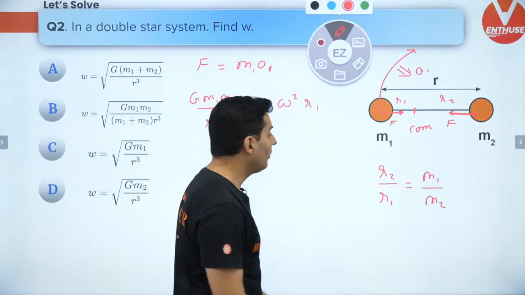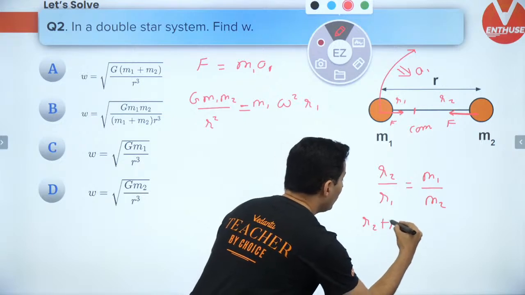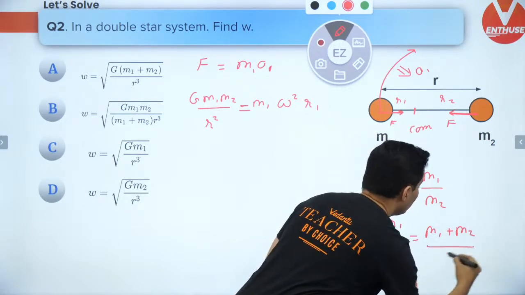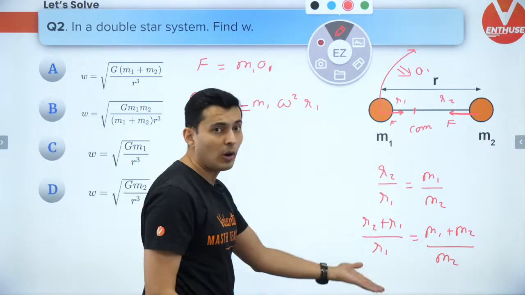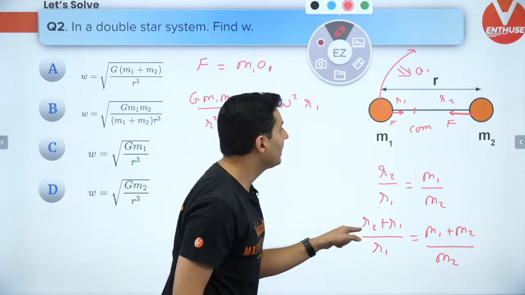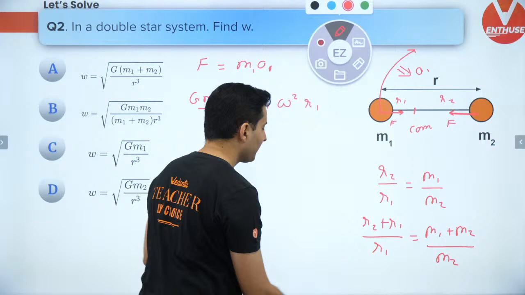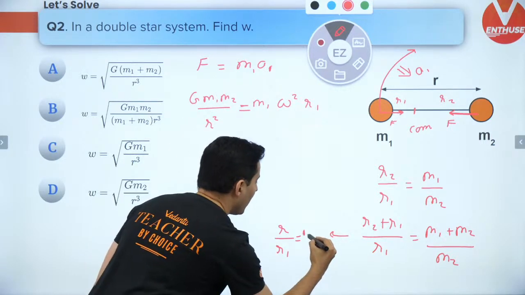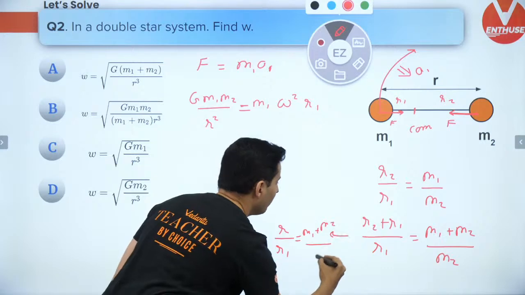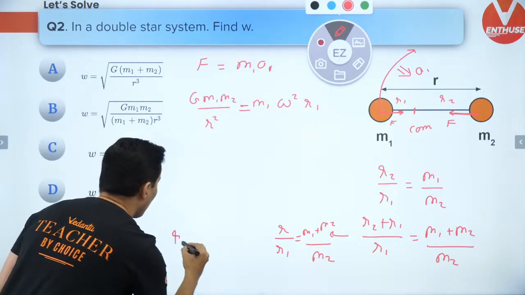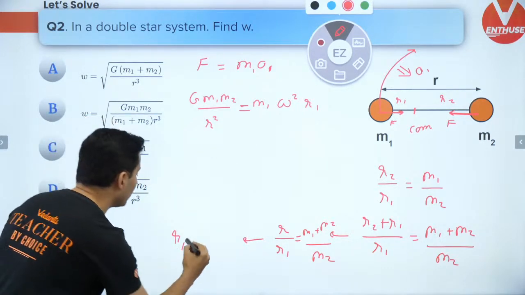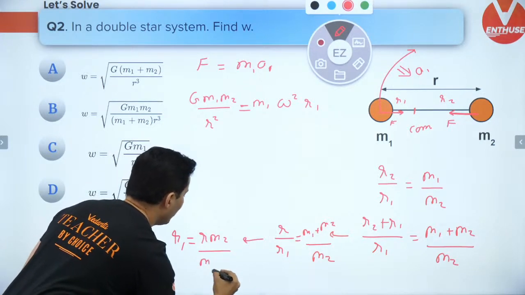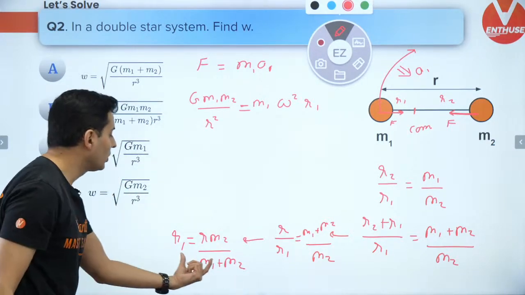Next step, use componendo. So using componendo, R2 plus R1 divided by R1 is M1 plus M2 divided by M2. I have just used the componendo property. Now what is R2 plus R1? It is the total distance R. So from this I am going to get R by R1 is equal to M1 plus M2 divided by M2. Therefore, R1 will be R times M2 divided by M1 plus M2.